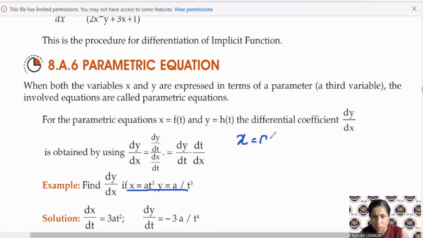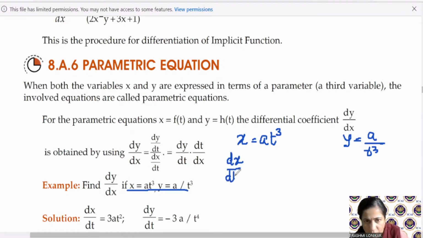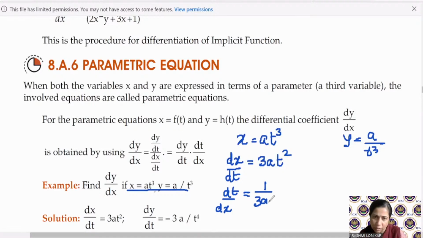x is equal to a t cube and y is equal to a upon t cube. Okay, so if I find dx by dt, how much will this be? This will be 3a t square. How much will be dt by dx? I just have to find the reciprocal. This will be 1 upon 3a t square.